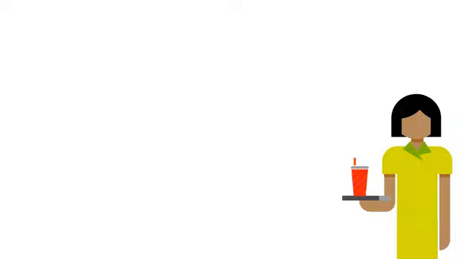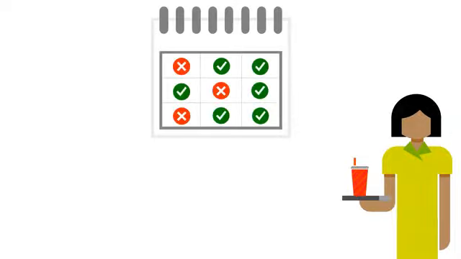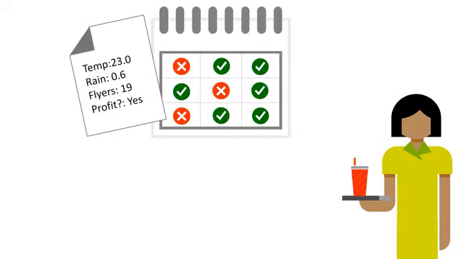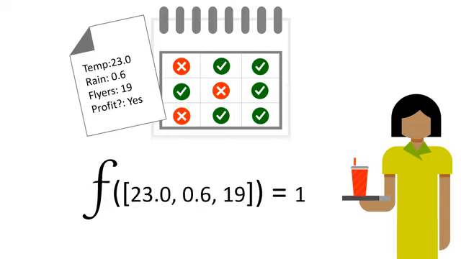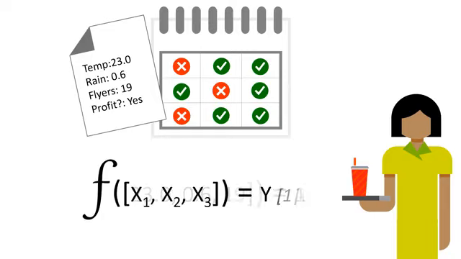For example, suppose Rosie keeps records of which days she made a profit and which days she didn't. And she has the features of each day, including the temperature, rainfall, and the number of flyers she distributed. We can train a machine learning model that can be applied to the daily features and give the result 1 for days that are profitable and 0 for days that aren't. Or more generally, a binary classifier is a function that can be applied to features x to produce a y value of 1 or 0.